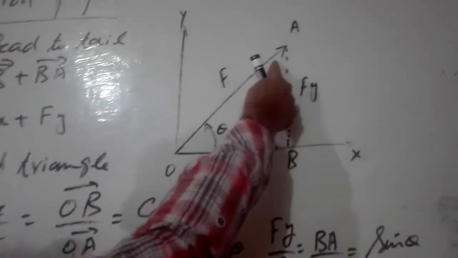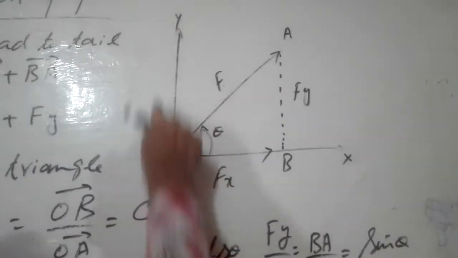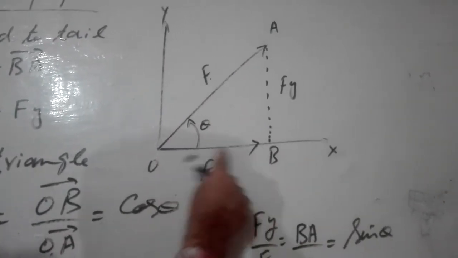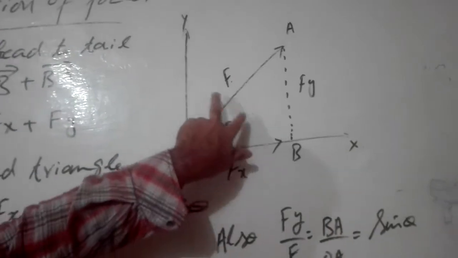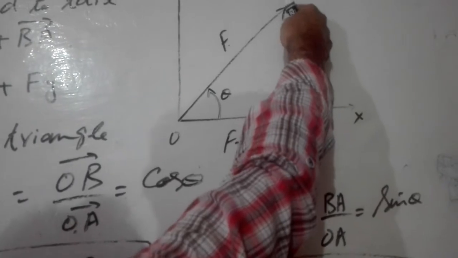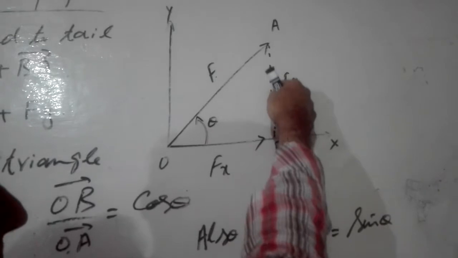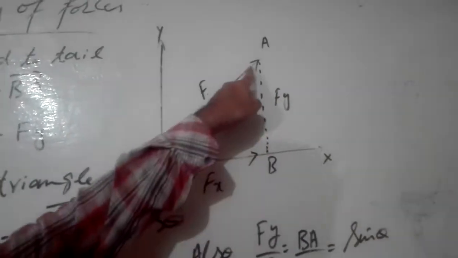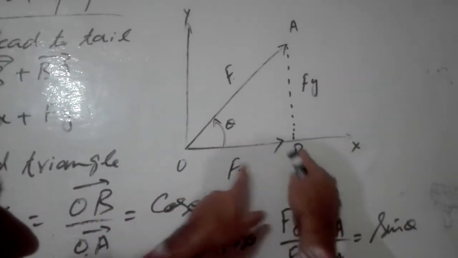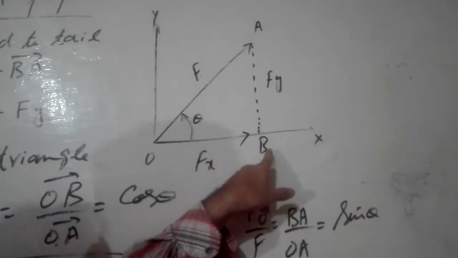Suppose we have a force here, which is making an angle theta with the x-axis. This line is the x-axis and this vertical line is the y-axis, and this force F is making an angle theta with the horizontal. So how can we split this force into its components? We will draw a perpendicular from point A to the x-axis, a 90-degree line, and where it falls on the x-axis, I will get this point B.